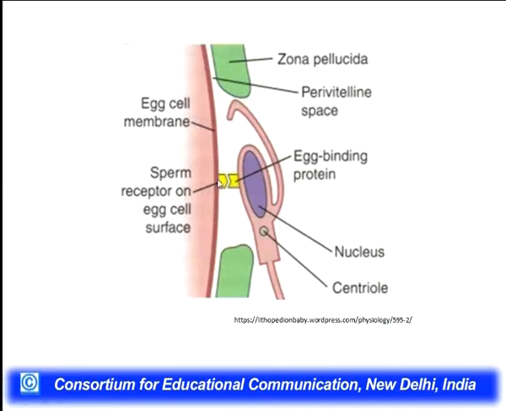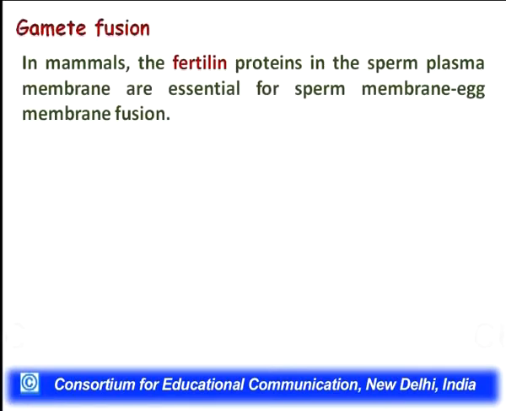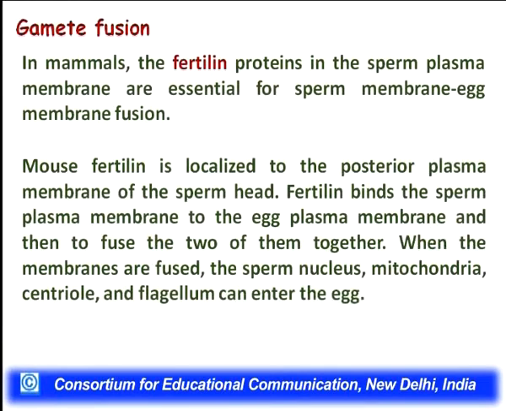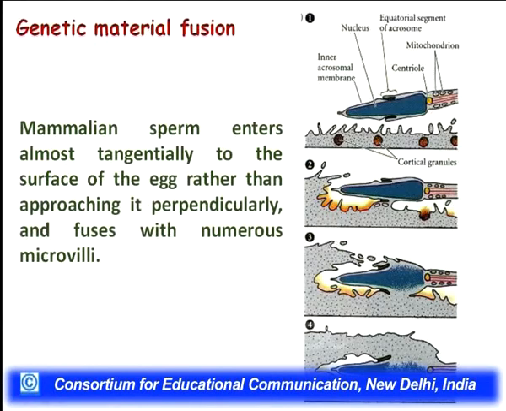So, these are very important proteins which are present in the sperm plasma membrane, the fertilin proteins located in the posterior plasma membrane of the sperm head, that are actually responsible for the binding of the egg plasma membrane to the sperm plasma membrane. So, inside there are ZP3 interaction, ZP2 interaction, and then this fertilin-antifertilin reaction, which are present between the sperm plasma membrane and the egg plasma membrane.